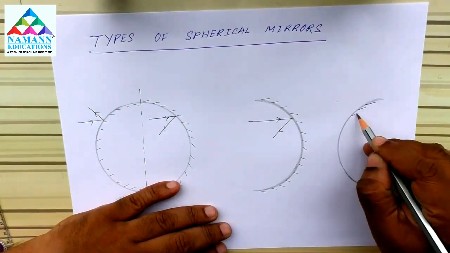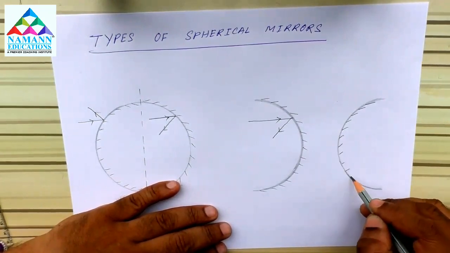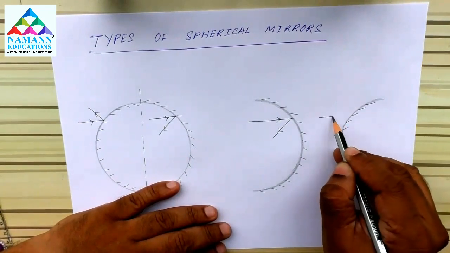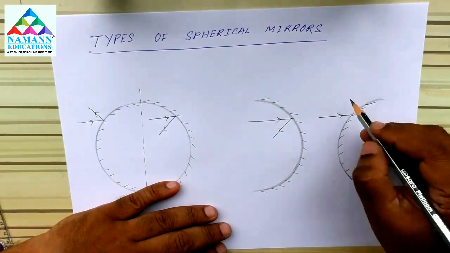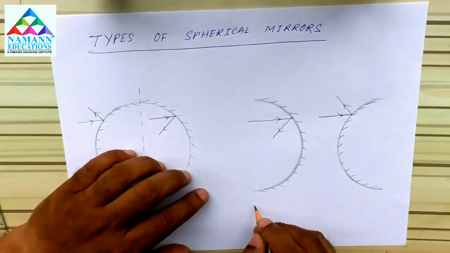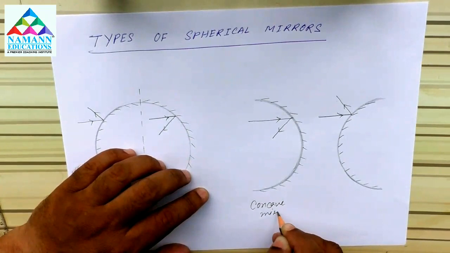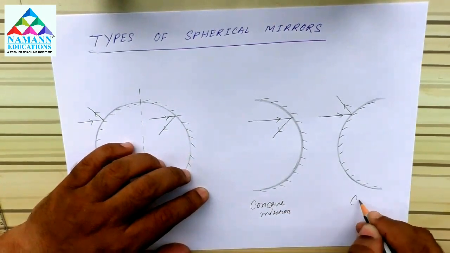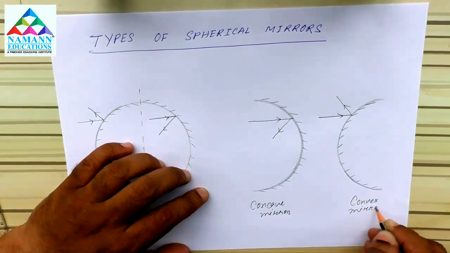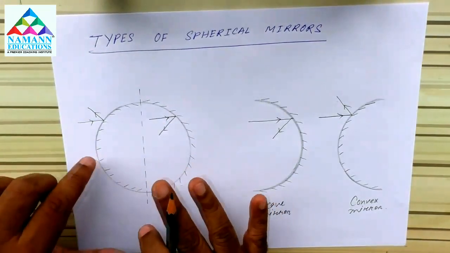A convex mirror is a type of spherical mirror which is polished from the inner surface and in which reflection of light takes place from the bulging out surface, or we can say convex surface. So this one is the concave mirror and this one is the convex mirror. This diagram represents both types of spherical mirror.